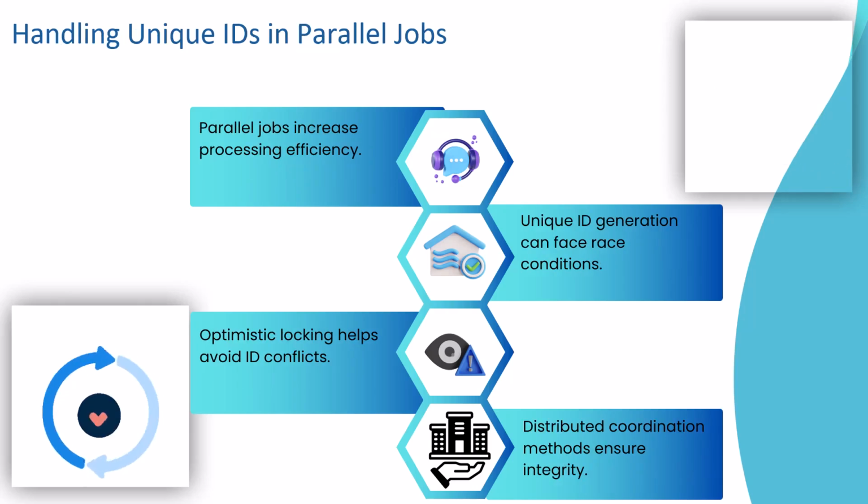Parallel jobs are a game changer. They speed things up like a relay race, but what if two runners grab the same baton? That's where race conditions happen. By using optimistic locking and distributed coordination, we make sure IDs don't clash. It's like managing multiple checkout lines at a store. Everyone needs a separate receipt.